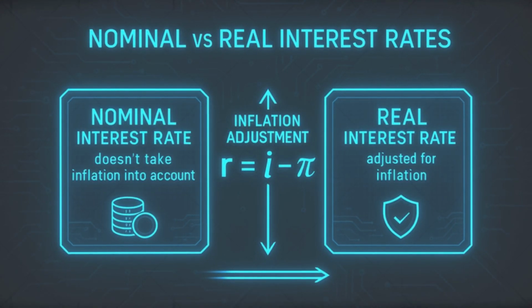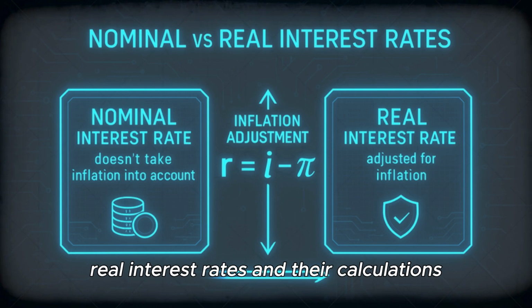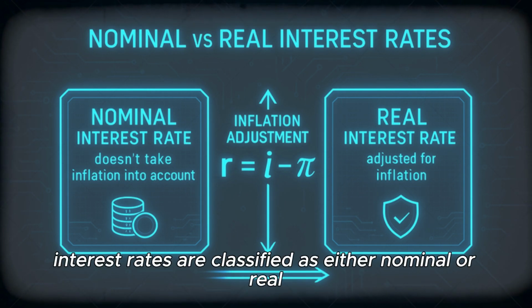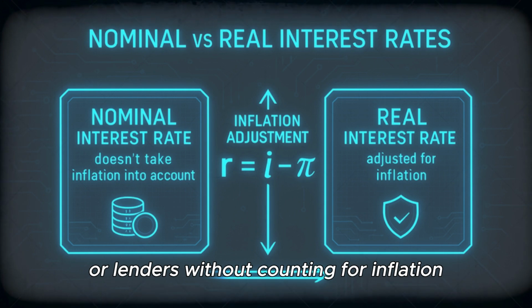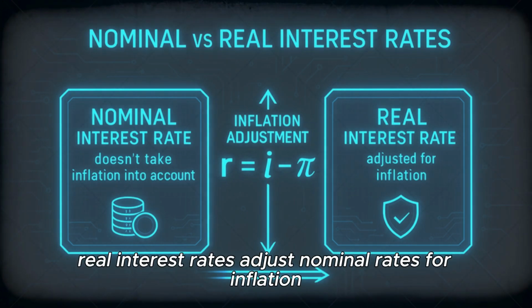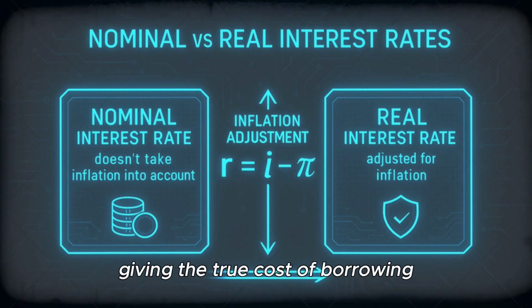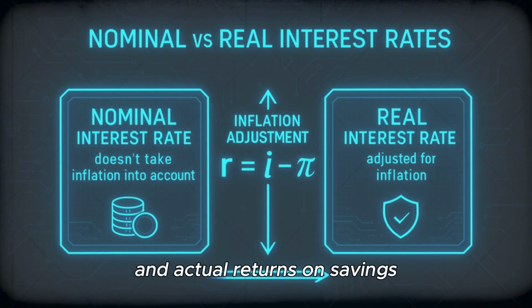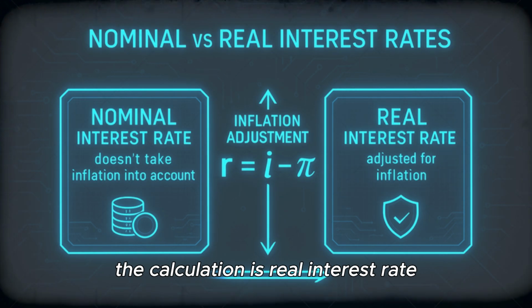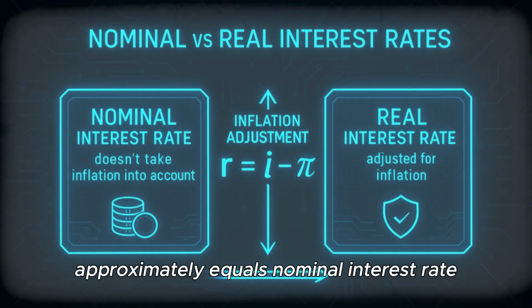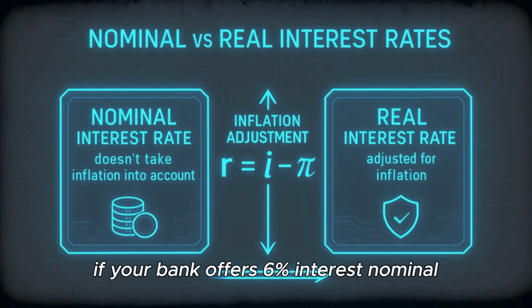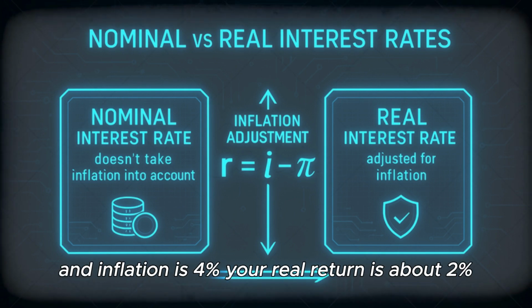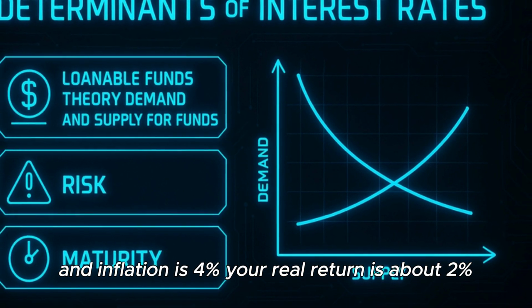Fifth, real interest rates and their calculations. Interest rates are classified as either nominal or real. Nominal interest rates are those quoted by banks or lenders without accounting for inflation. Real interest rates adjust nominal rates for inflation, giving the true cost of borrowing and actual returns on savings. The calculation is real interest rate approximately equals nominal interest rate minus inflation rate. For example, if your bank offers 6% interest, nominal, and inflation is 4%, your real return is about 2%.